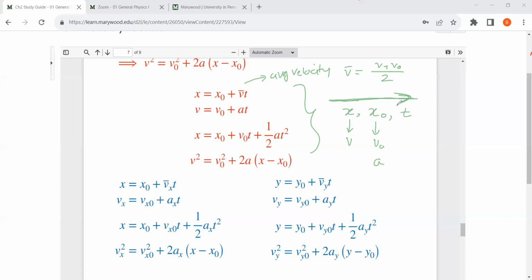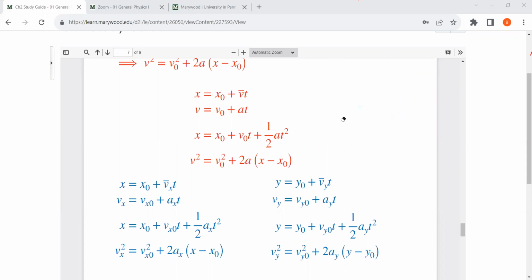Now, these four equations are for when the object is moving along the x direction. How about if the object moves in the y direction? If the object moves in the y direction, then you have to replace x by y. So you have to understand that now the object is moving in the vertical direction, so you have to change the notation.